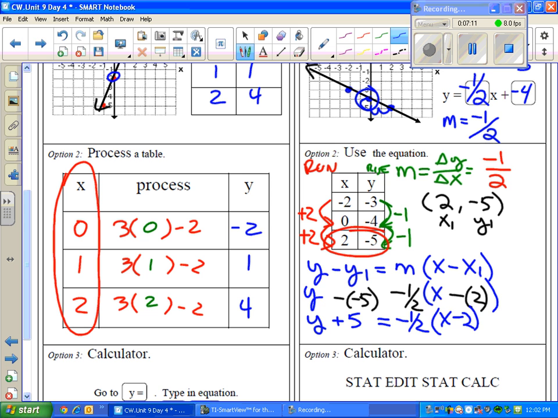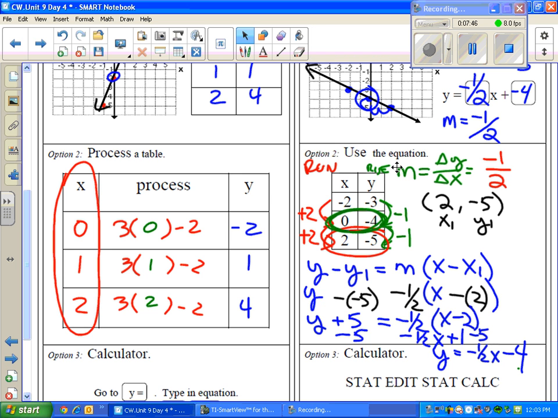And as we distribute the 1/2, we're going to get -1/2 x plus 1. And over here, as we subtract 5 from both sides, we're going to get our final answer for our equation, y equals -1/2 x minus 4, which is exactly what we had here. And then if we come back, we can see that, lo and behold, there's our y-intercept 0, -4, which also gives us our b. So if we had recognized that right away, we could plug in the -4 for b and use the -1/2 for m.